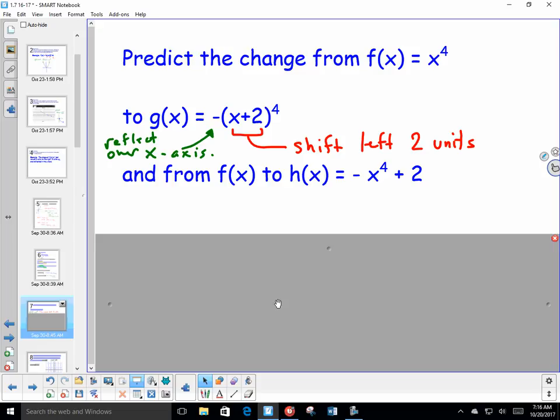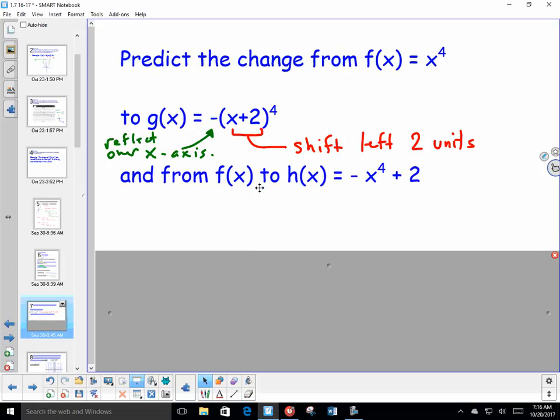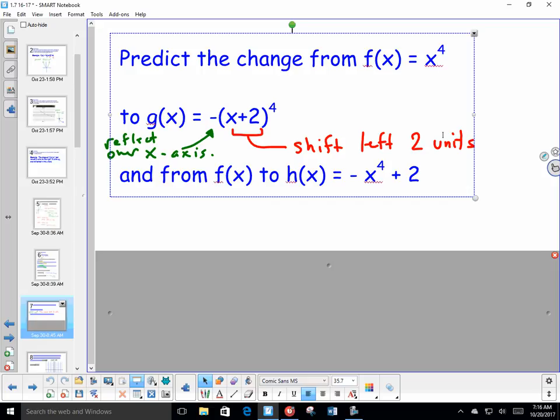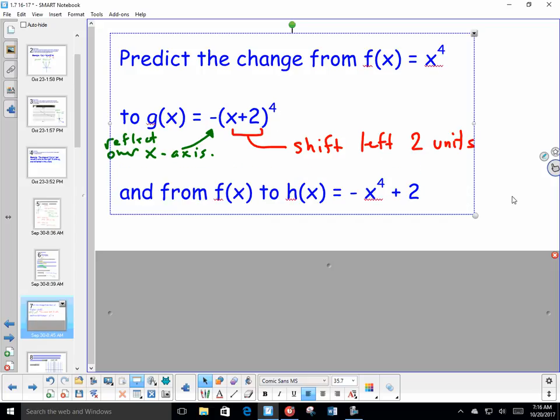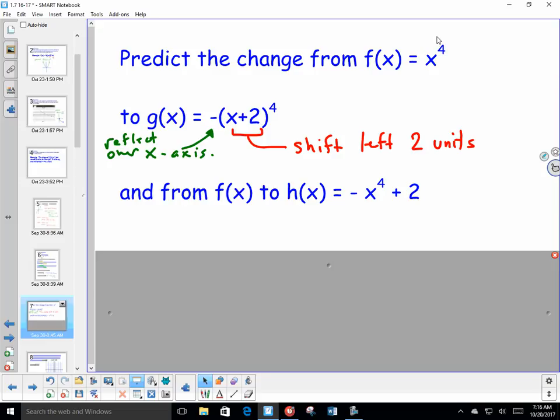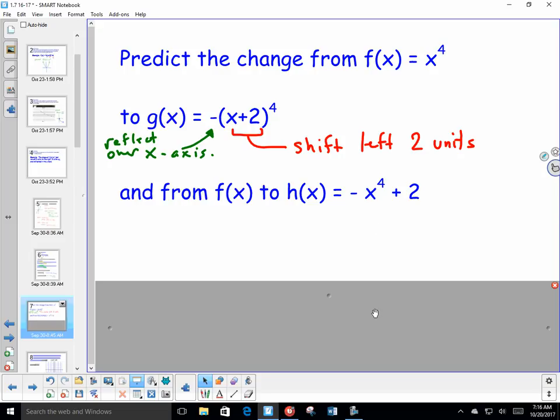What about this next example? Let me give myself a little bit more space here. If we have the original parent function x to the fourth and we want the opposite of x to the fourth plus 2, well, is that going to be the same? I still see an opposite and I still see a plus 2, but let's compare.